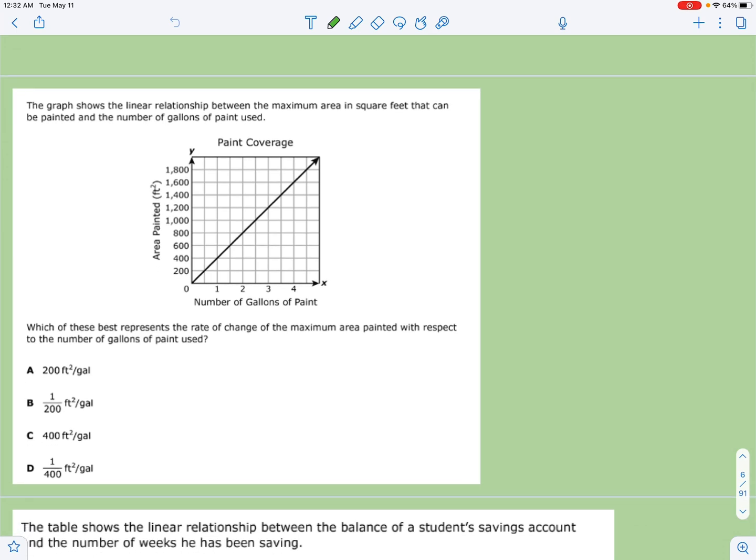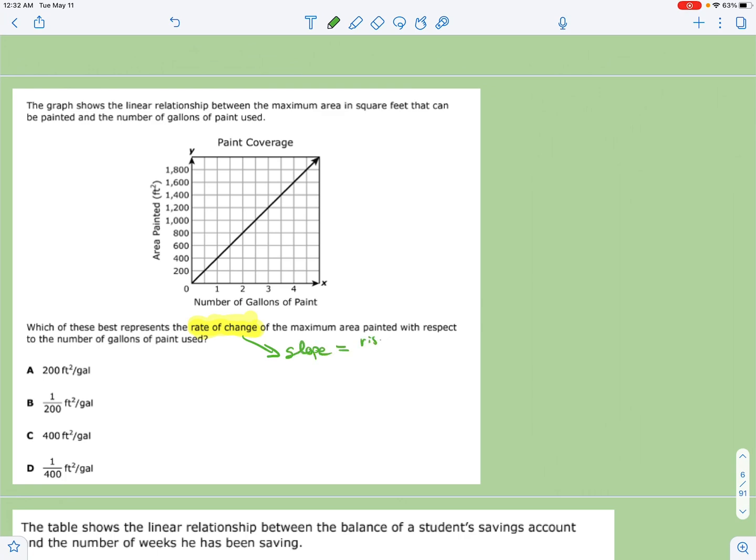I think we've completed the first one, but it says the graph shows the linear relationship between the maximum area in square feet that can be painted and the number of gallons of paint used. Which of these best represents the rate of change of the maximum area painted with respect to the number of gallons of paint used? Now, when we talk about the rate of change, that's the key word here. Of all the things we read, we need to pay attention to the rate of change.